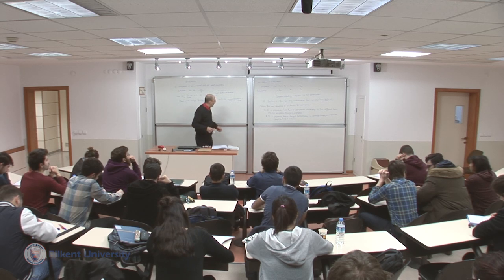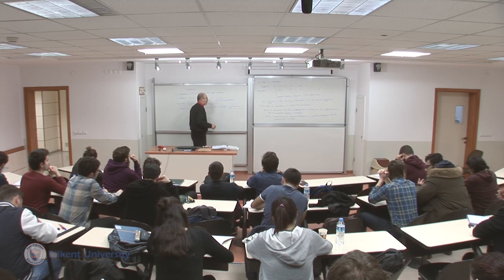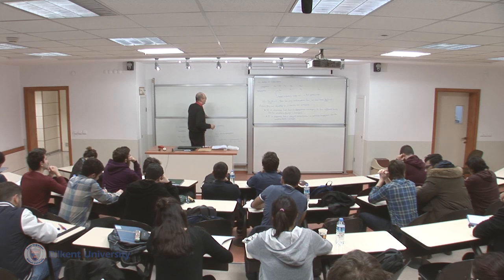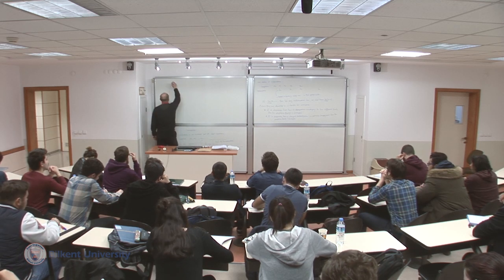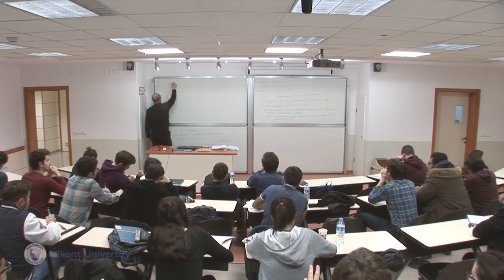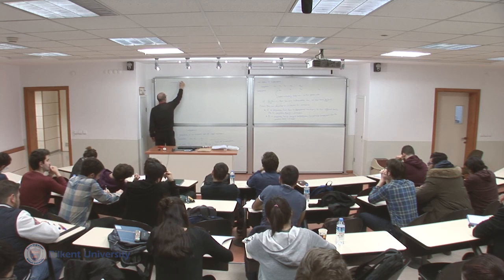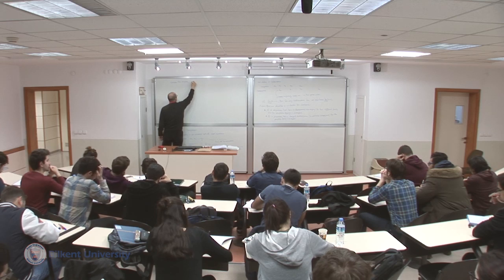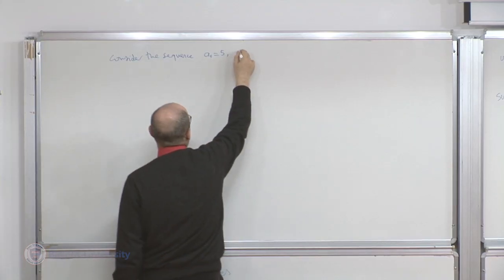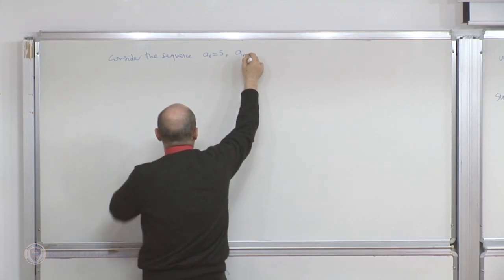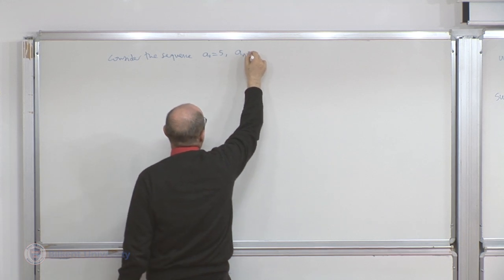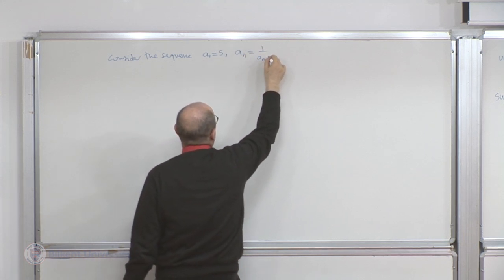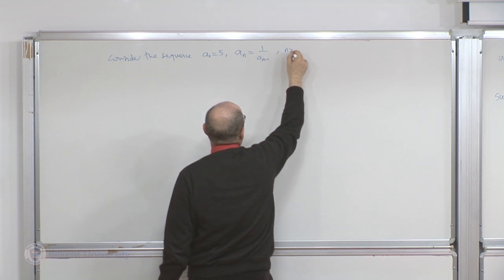So for example, let's have an easy example. Now consider the sequence A0 equals, say, 5, and an is equal to 1 over an minus 1 for n greater than or equal to 1.